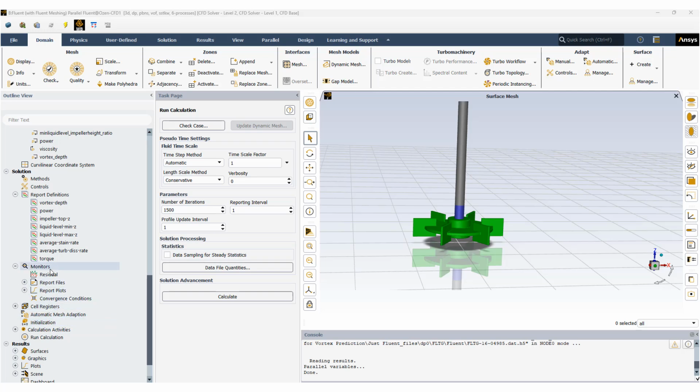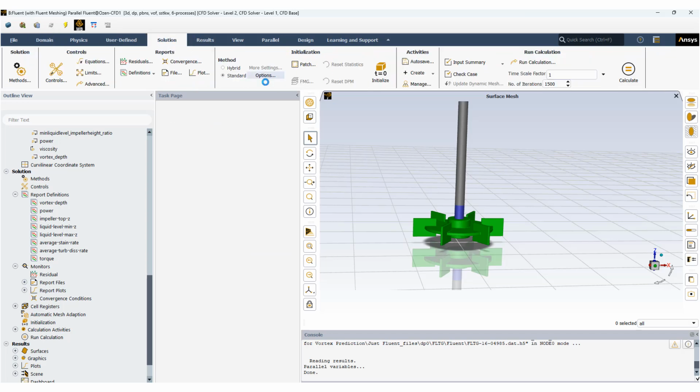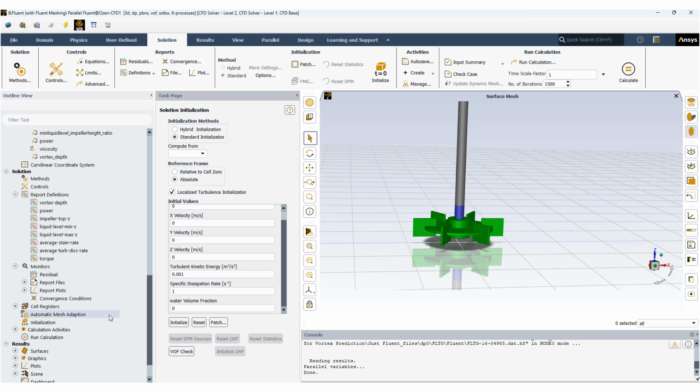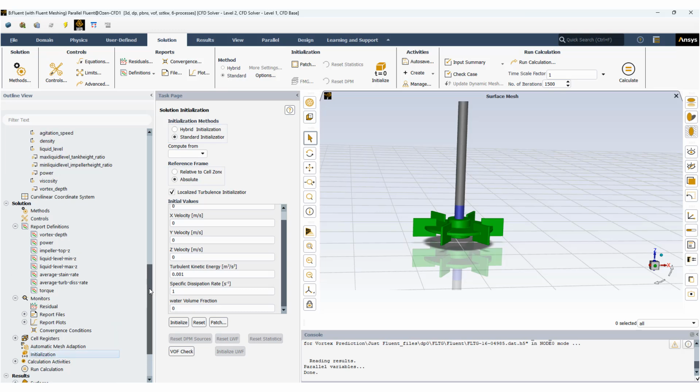Before performing the simulation, we have to initialize, and these are the settings for the initialization. After initialization, we have to patch. Patching is going to require a cell register, meaning that we have to create a portion of this domain to specify the fluid portion, and that is done with the cell register.